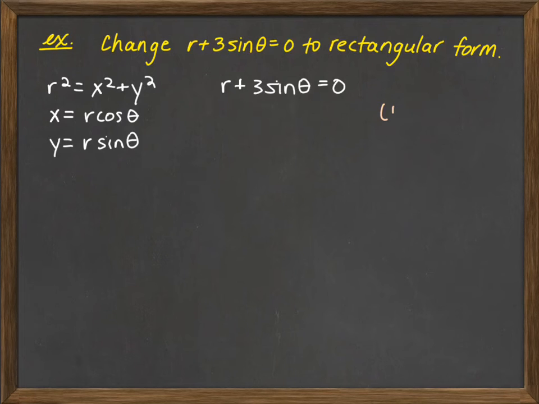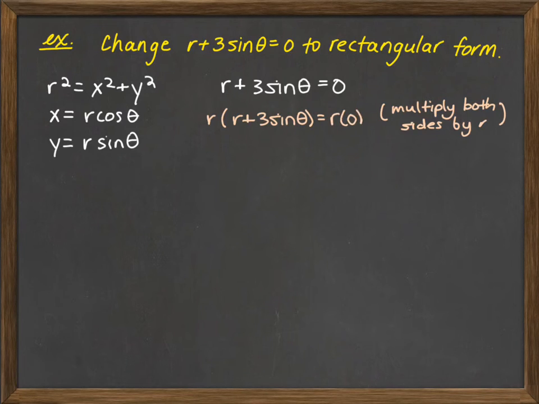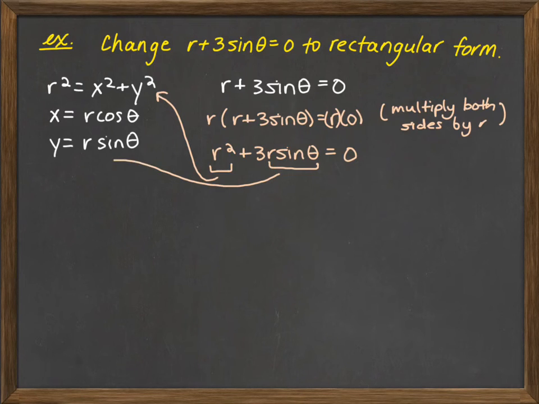So the trick is to multiply both sides by r. Now you can multiply both sides of an equation by a variable without changing it. And so we're going to get r times (r plus 3 sine of theta) equals r times 0. So that's going to give us r squared plus 3r sine of theta equals 0. Now why did we do that? We did that because now we can substitute. We have an r squared, which we can substitute for x squared plus y squared. And we've got an r sine theta, which we can substitute for y.